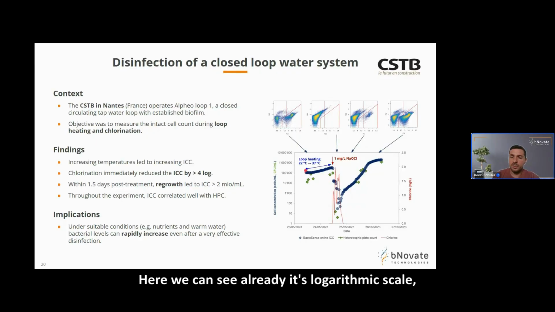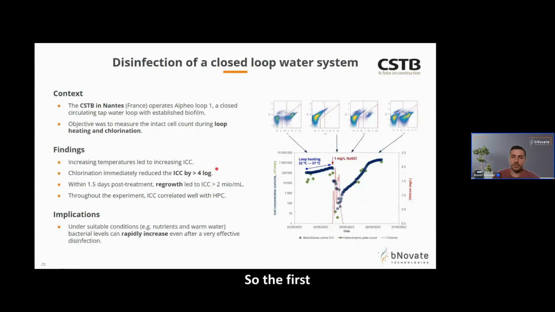Here we can see it's a logarithmic scale, so of course it looks a little bit flat, but in the end it's starting from around 100,000 cells up to almost 1 million cells, which is already a log increase. Then we had an injection of 1 milligram per liter of chlorine that will kill all the cells, and then we just let the regrowth happen over a few days. And we can see, as expected, a regrowth that is even higher than before the shock disinfection. Now we are at almost 2 to 3 million cells.